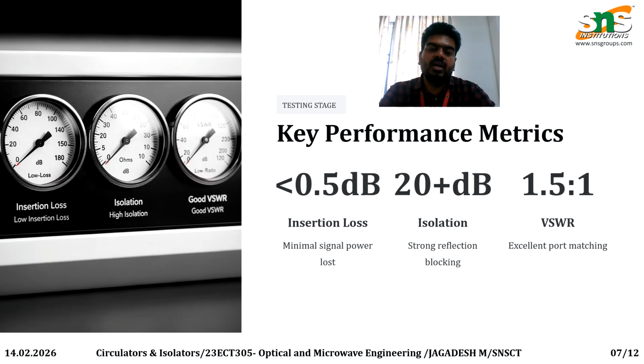When we test the performance of the circulator and the isolator, the insertion loss is less than 0.5 dB, which means minimum signal power loss occurs. So it is reasonable. Isolation is 20 plus dB, which is strong reflection blocking, and that is also an advantage. And the VSWR, the voltage standing wave ratio, is 1.5 to 1, so there is excellent port matching at the performance stage.